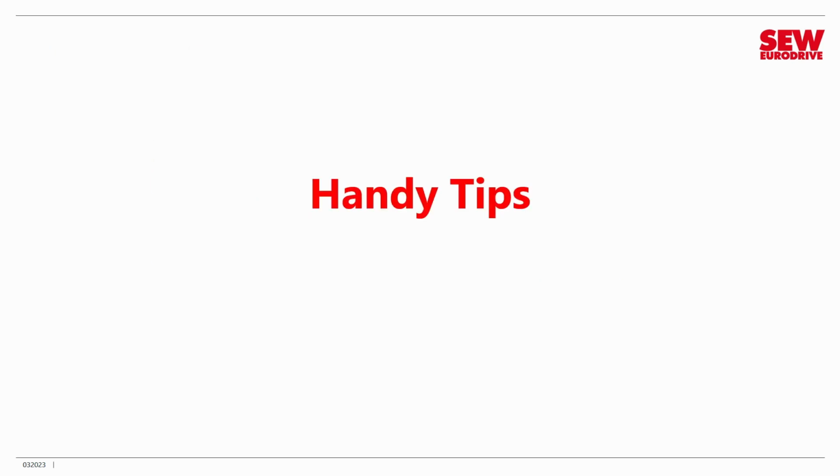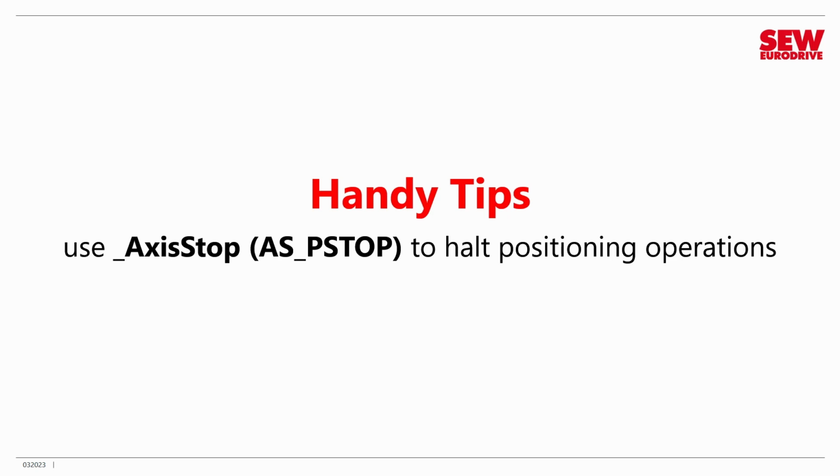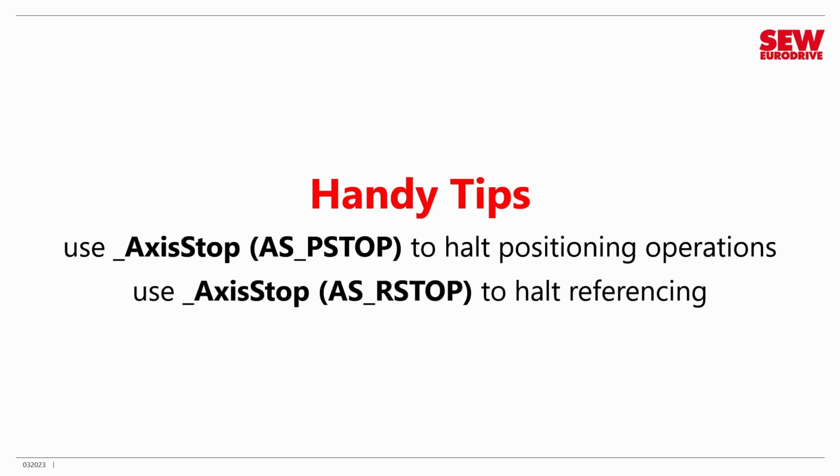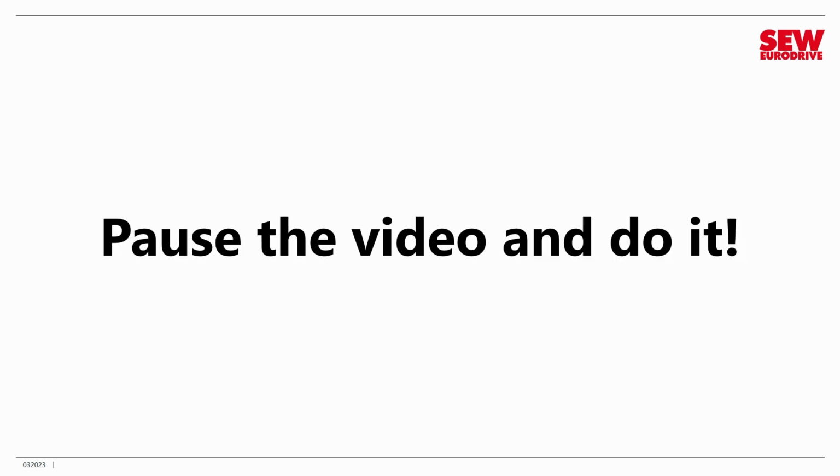Two handy tips that might make things go a little better. Use access stop with the constant ASP stop, that's positioning stop, to halt all positioning operations. That includes jogging, because those really are just modified positioning operations. Secondly, use the access stop with the ASR stop, that's the rapid stop, to halt referencing. All right. Go ahead, pause the video, and write some code.